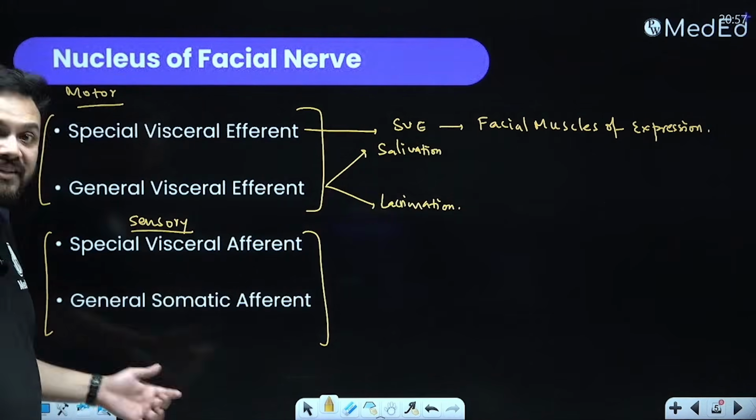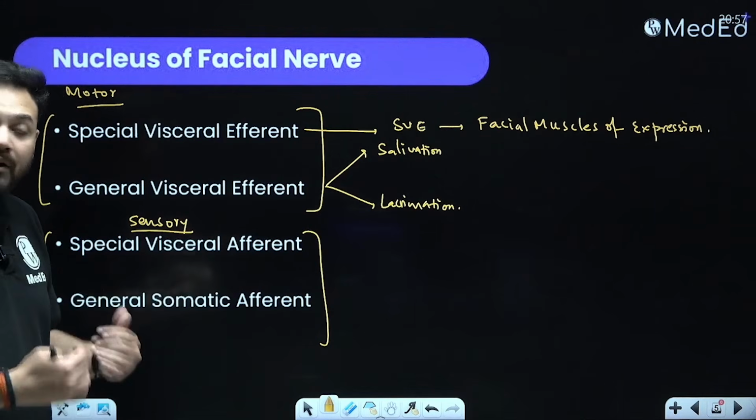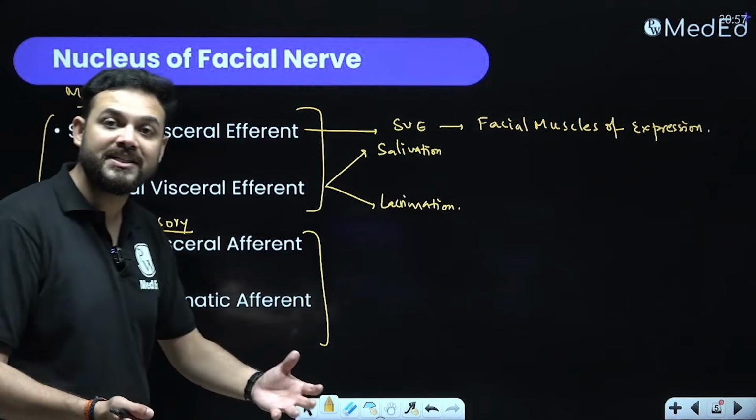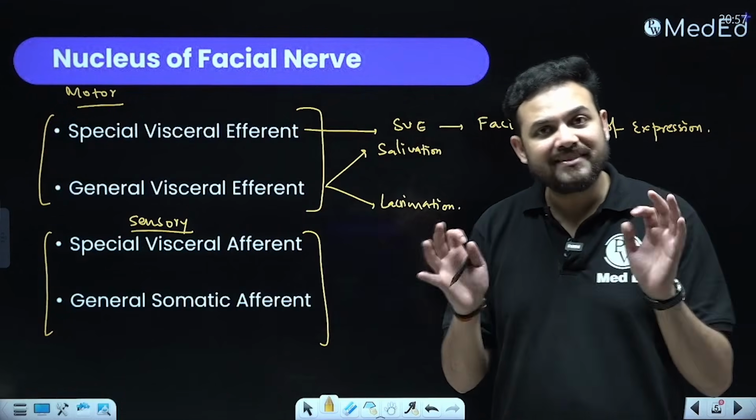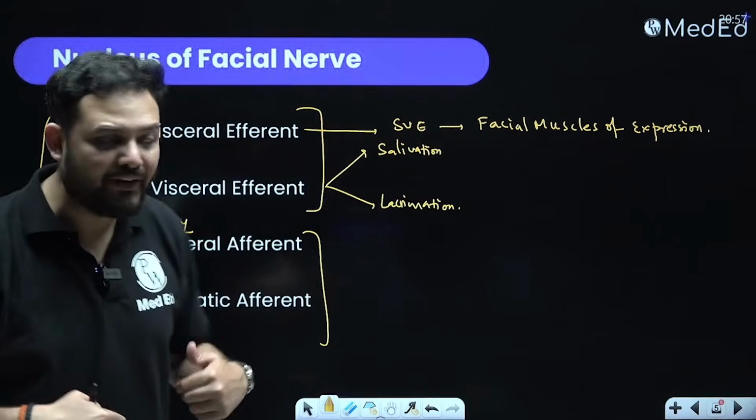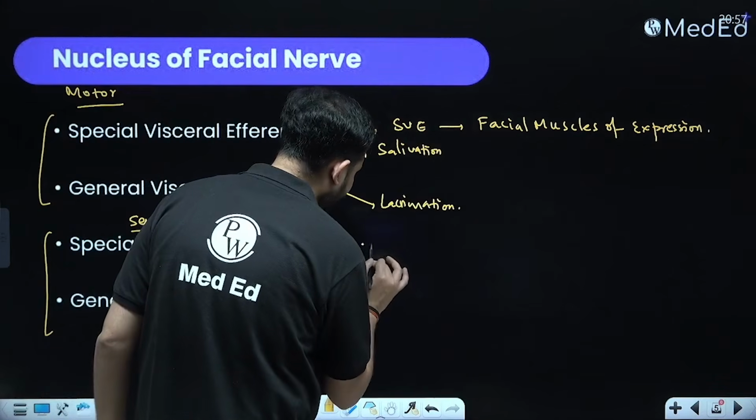Now let's come to afferent. Now what is there in afferent? What is special visceral afferent? What is special in our sensations? Which sensation is very special to us? The best and most special sensation to us that is afferent is actually taste.